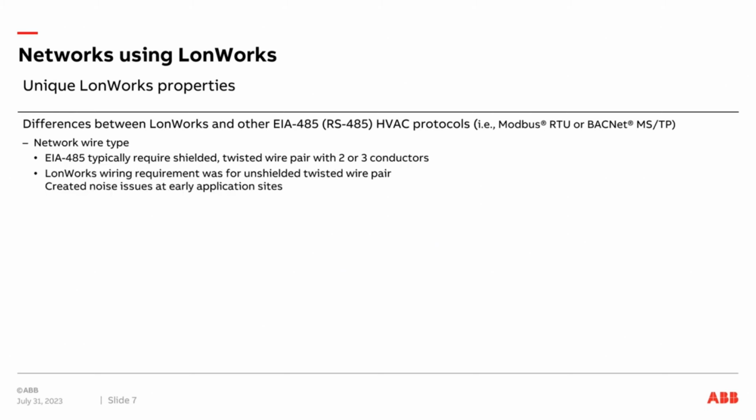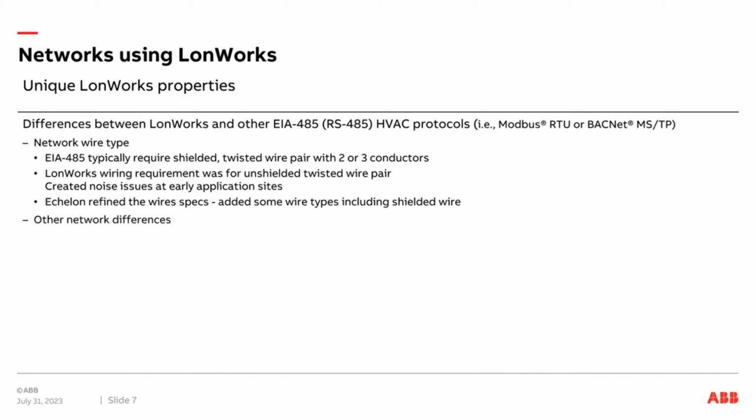However, Echelon introduced LonWorks or LAN Talk with a requirement for unshielded but twisted wire pair. And as you might expect, there were some noise issues in early application sites and maybe even into the first few years of its operation. But over time, Echelon refined their wire specifications and added several types of shielded wire to the list of things that you're allowed to use.